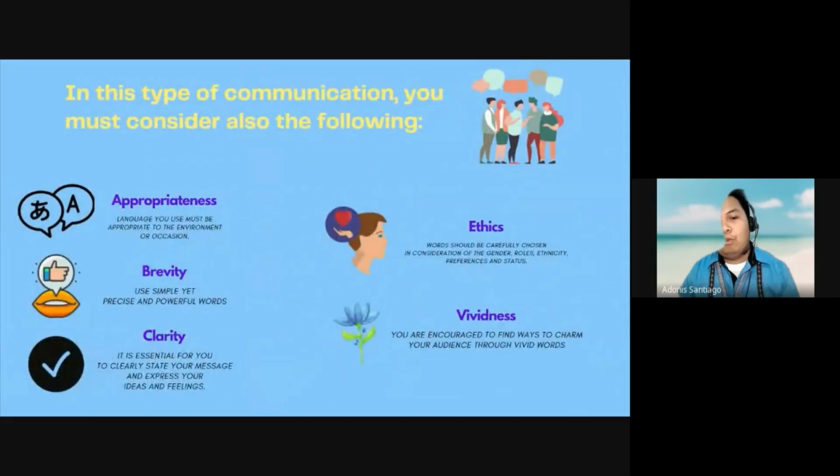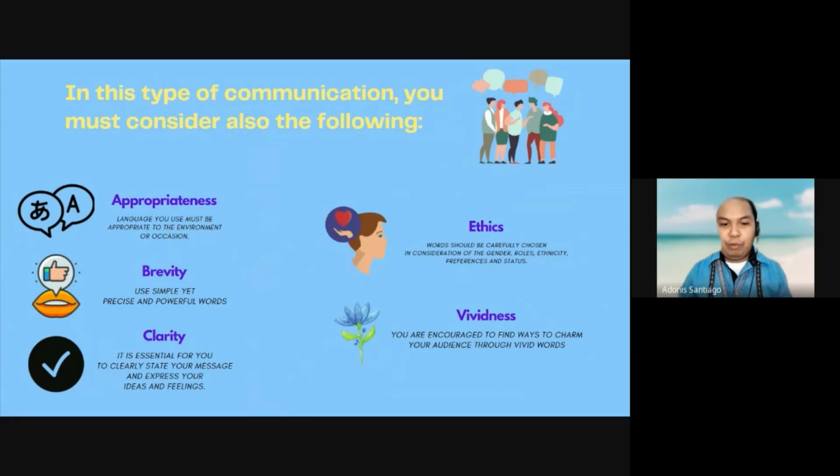Moving forward, in the skill of clarification, we need to consider the following: the appropriateness. The language that we use must be appropriate to the environment or occasion. When someone is happy, or when we are in an occasion where they're happy, you also need to be happy. You do not become KJ, right?